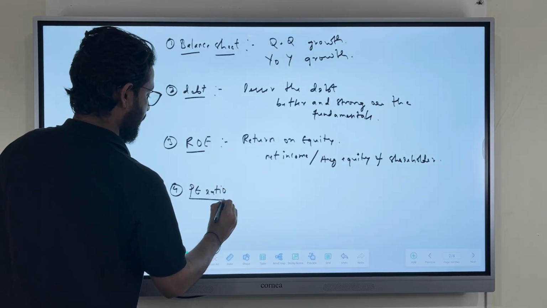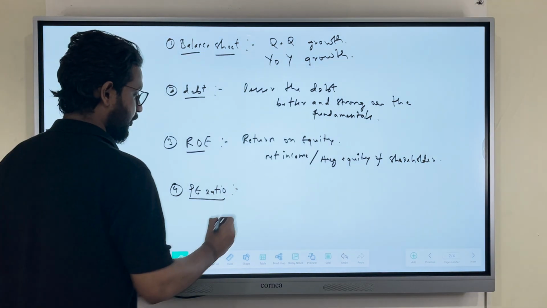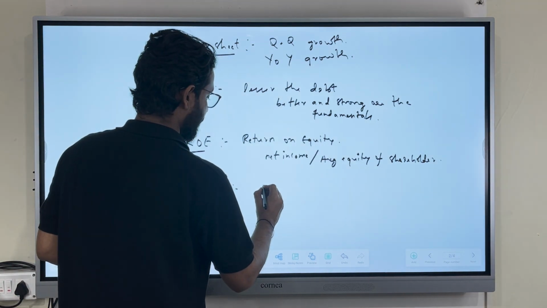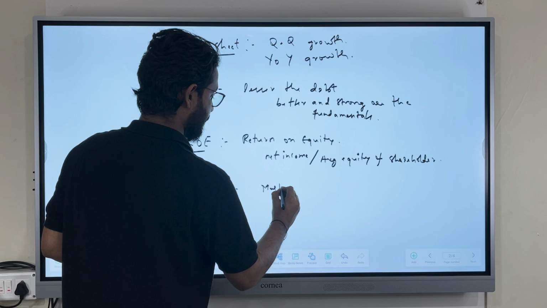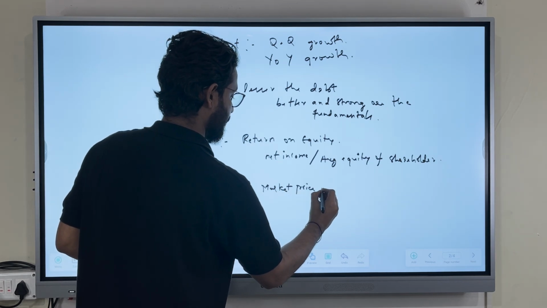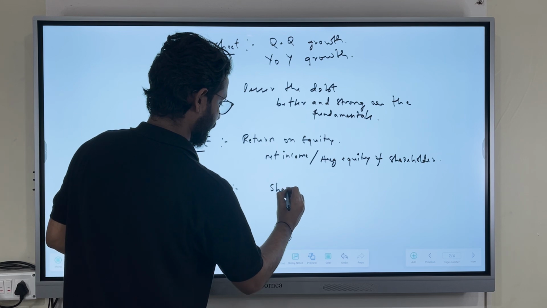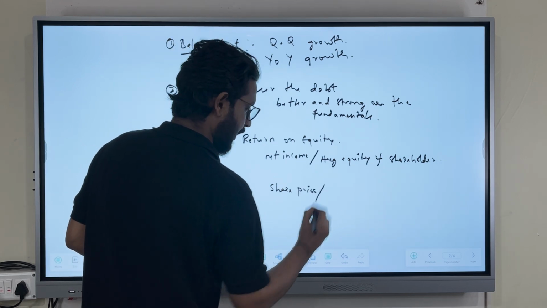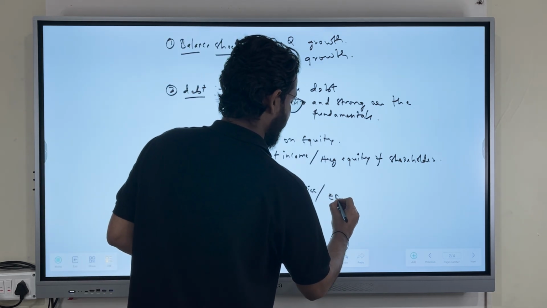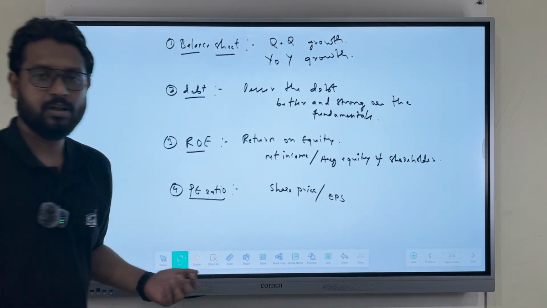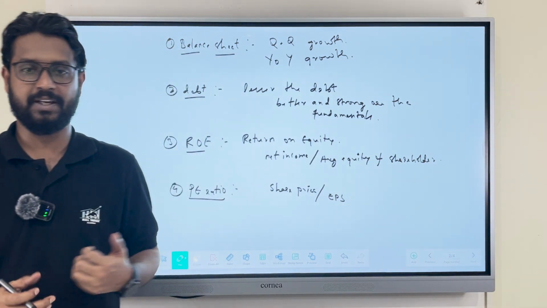The fourth one being PE ratio. Now, PE ratio is calculated by the market price of the share divided by earnings per share. Okay, so this is the formula of PE ratio.